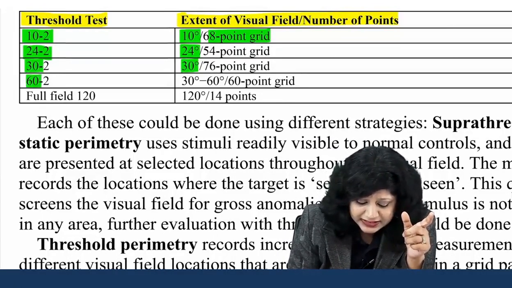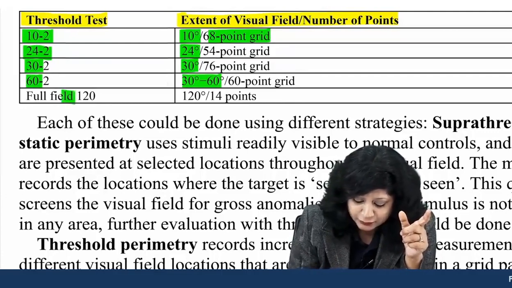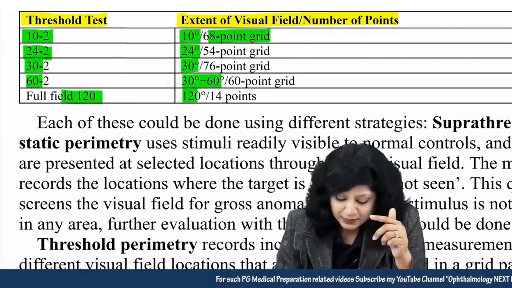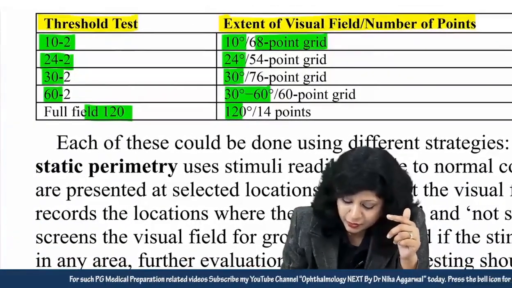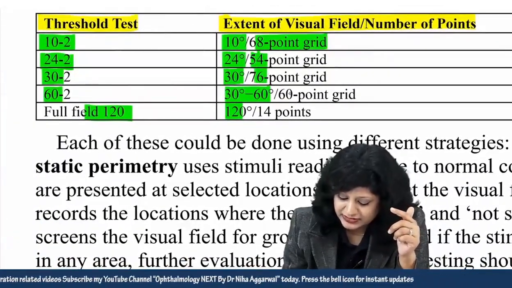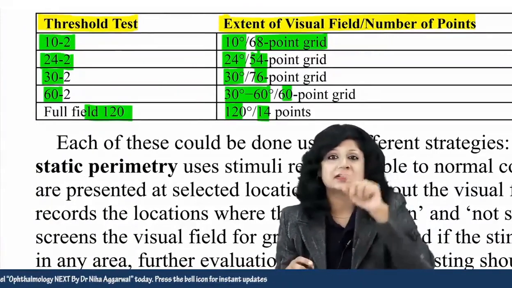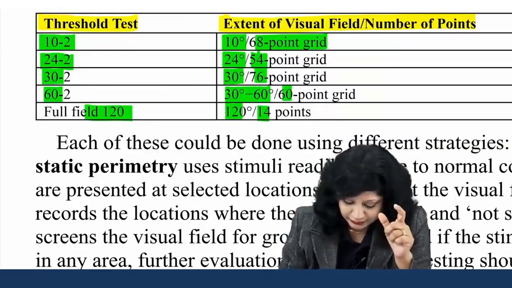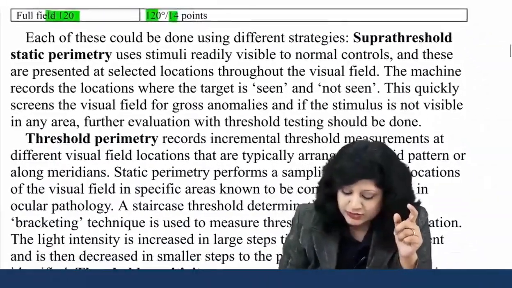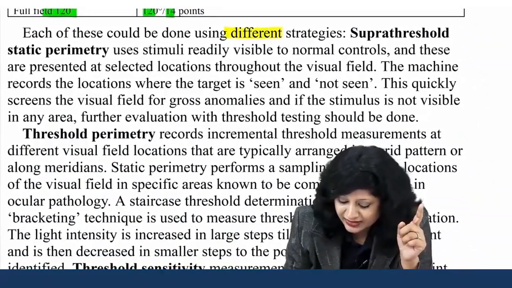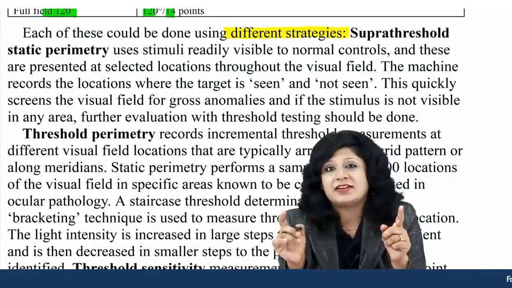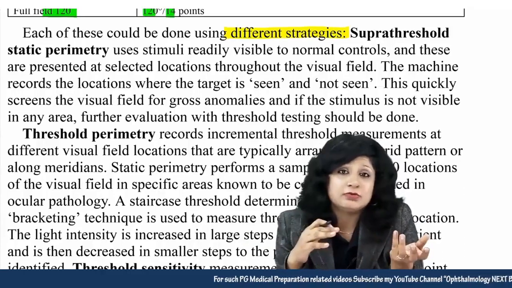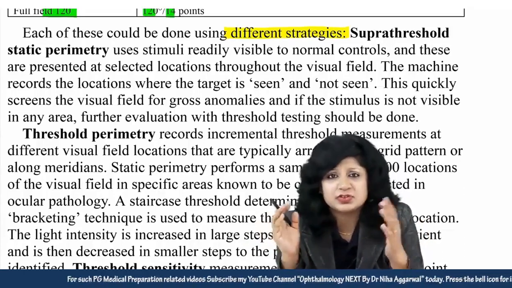Okay, then 60 is from 30 to 60 degree, and full field is 120 degree. Now looking at the points, points may vary, like here we have got 68.54, 76, 60, 14 like this, but the degree can be known from the threshold test only, from the name itself. Now each of these could be done using different strategies. So I would say the name of the strategies is a must for you people. You should know what it is all about and where these strategies are used.